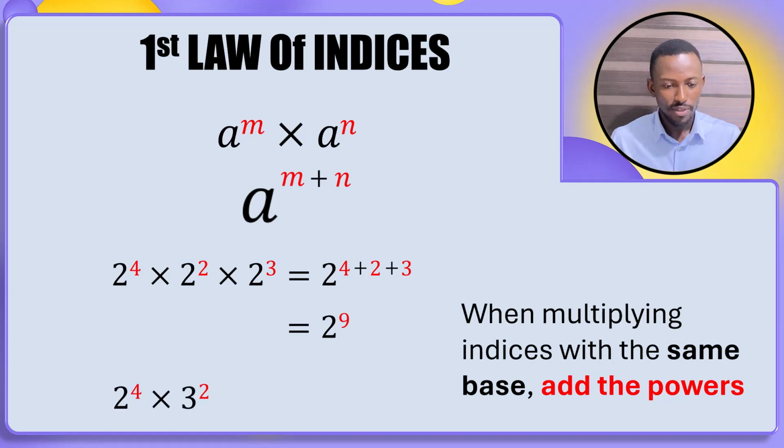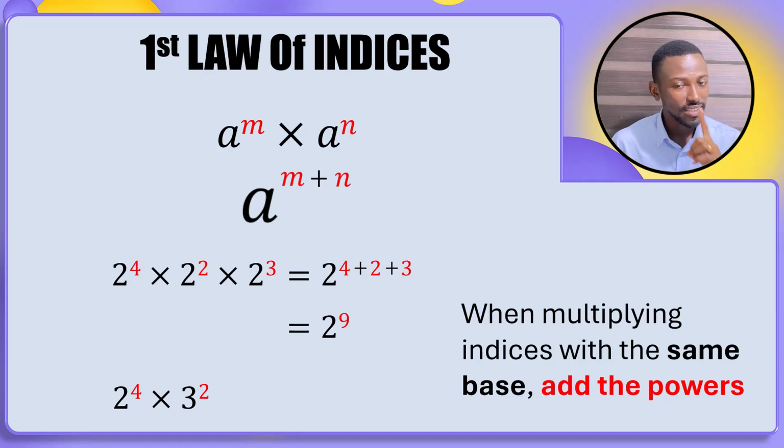For example, imagine we have 2 to the power 4 times 3 raised to the power 2. Do they have the same base? The answer obviously is no, because the base of the first number is 2, and the base of the second number is 3. So 2 to the power 4 times 3 to the power 2 cannot be operated on using the first law of indices because their bases are different.